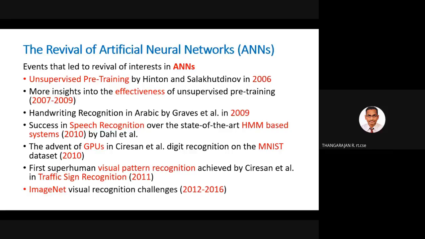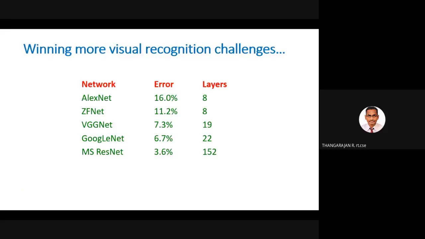Then you should know that ImageNet is a grand challenge that was introduced, the visual recognition challenges from 2012 to 2016, in which deep neural networks became very, very famous and very, very popular among all other techniques. Now you started applying deep neural networks to almost all applications, all sorts of business. So this was a short thing, and now you see them winning more visual recognition challenges.